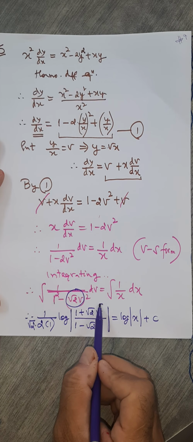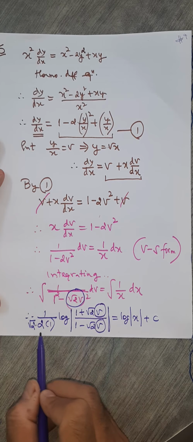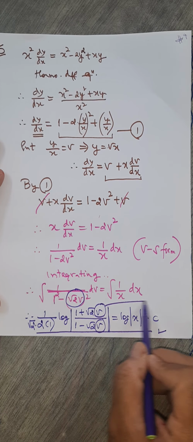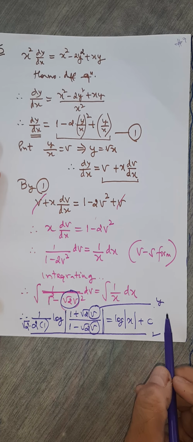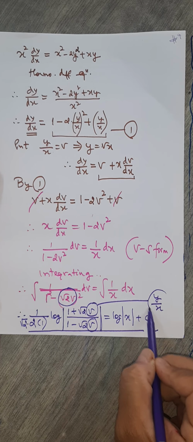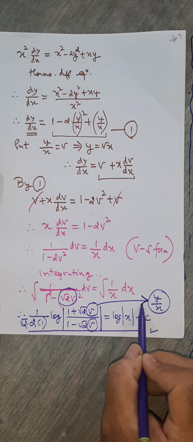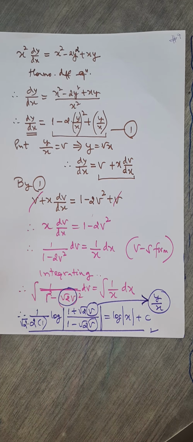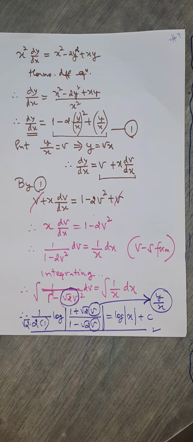Now the only thing is you just put the value of v, y/x. So that's your required solution. This you need to put. I'm not placing it here. Put v equals y/x and simplify. So you'll get the back side answer. Fine? Clear?